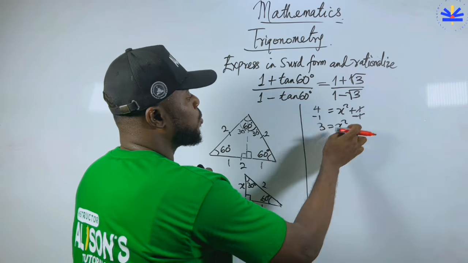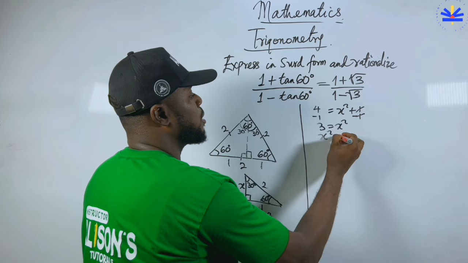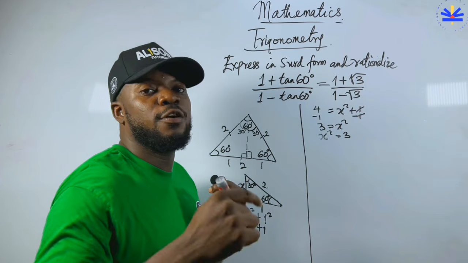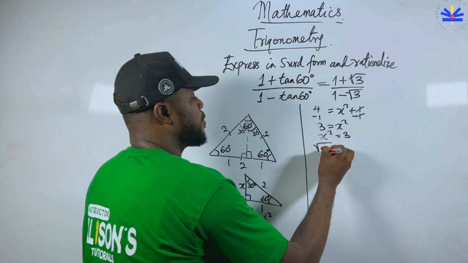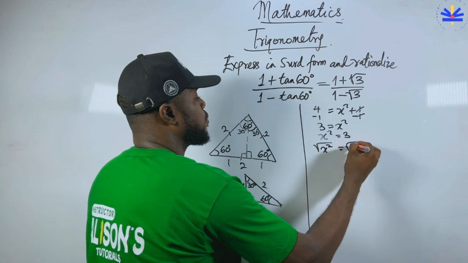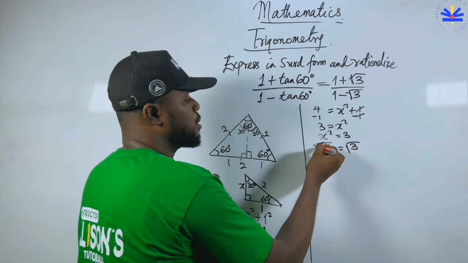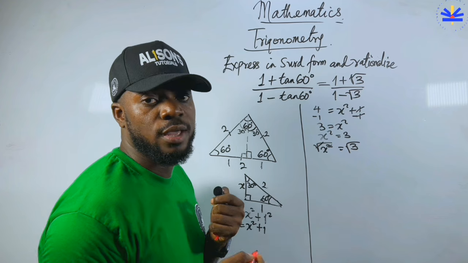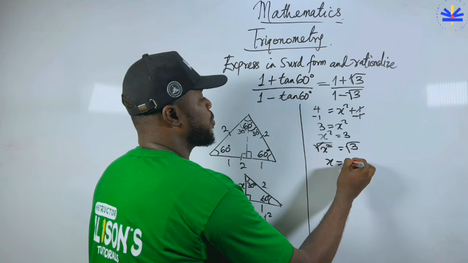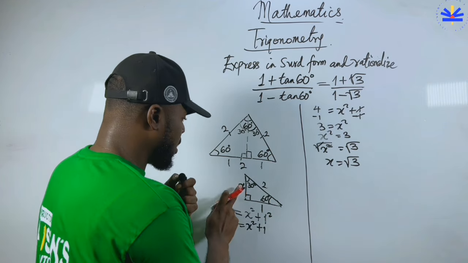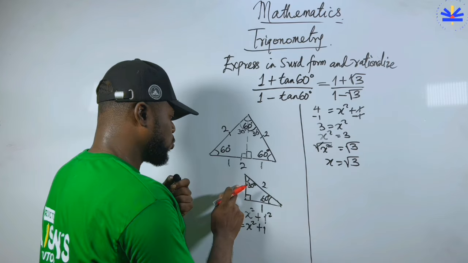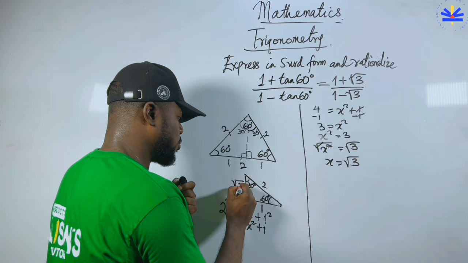So x squared equals 3. If you want to get the value of x, you have to take the square root of both sides of the equation. You know that this square root will cancel with this square. So x now will equal the square root of 3. Now we get this particular x as the square root of 3. So this side now is the square root of 3.